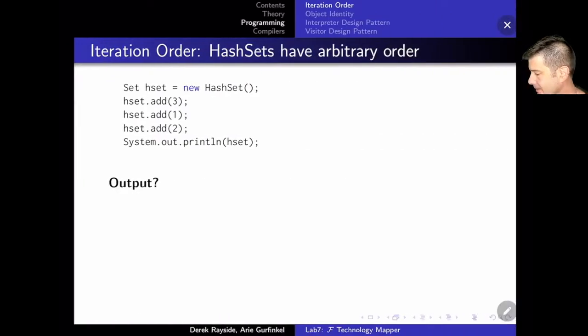Now let's go further and replace the data structure by a hash set. So what is going to get printed in this way? Somebody says the output will be unordered. But what does that mean? So for example, could the output be 1, 2, 3? Is that a possible output?